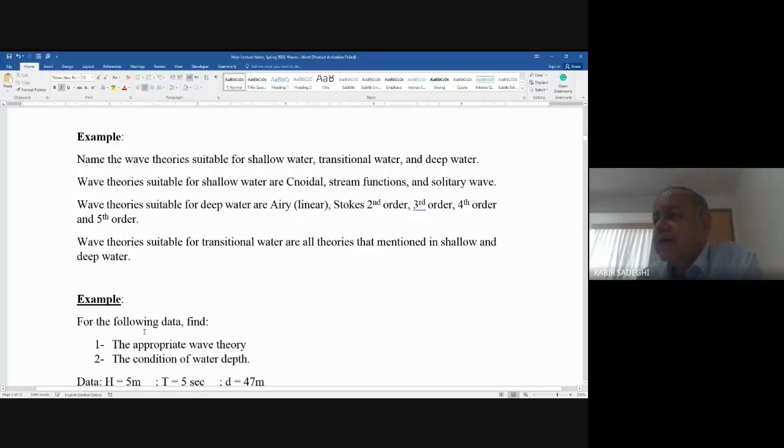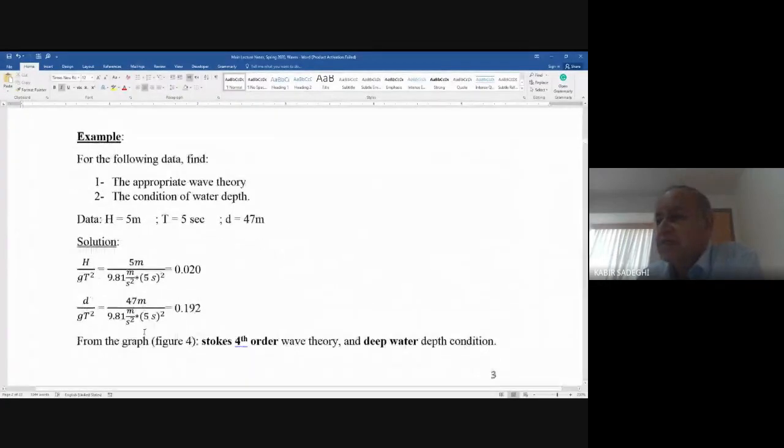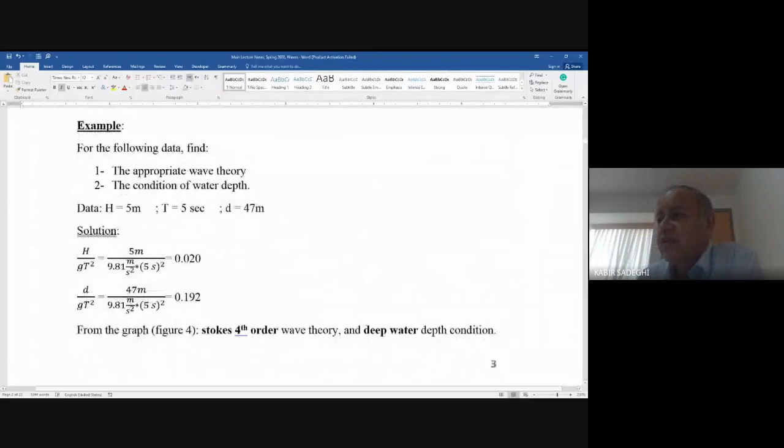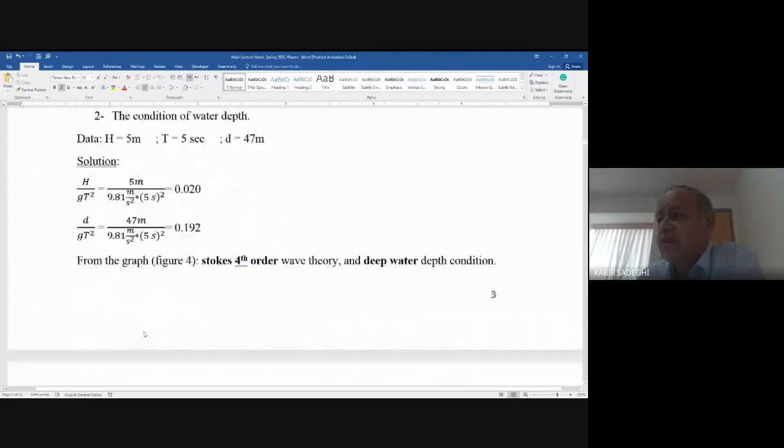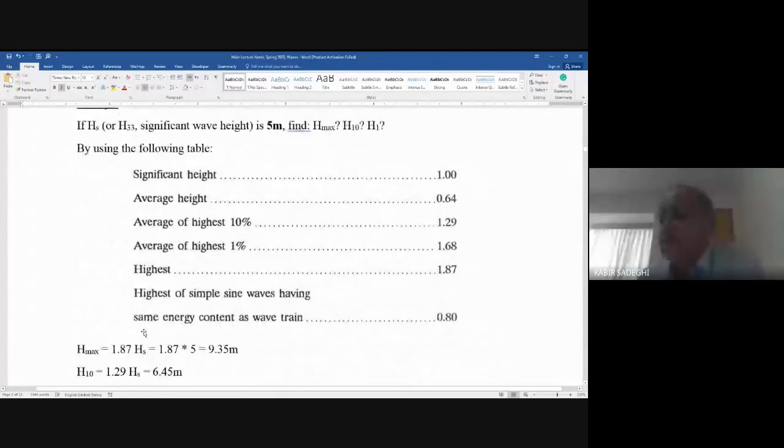And now, after that, we saw some examples for validity of the wave theories and water depths. We applied the graph of Le Méhauté, and then we calculated different wave heights together between them.